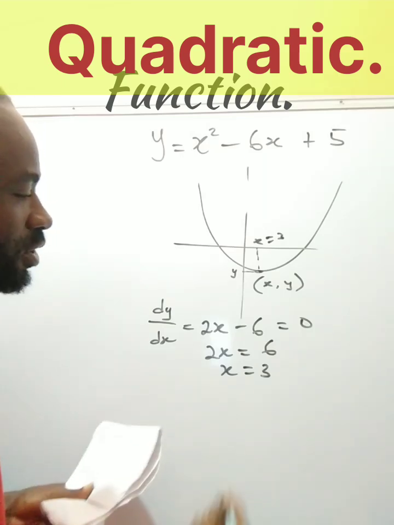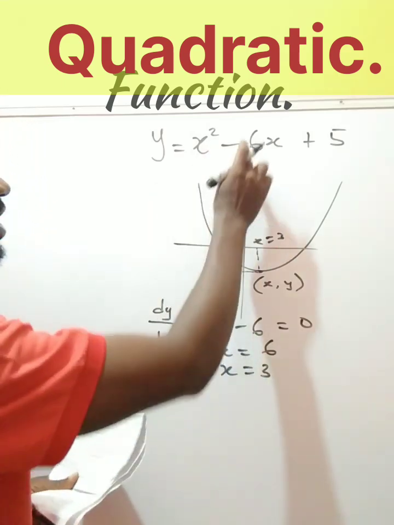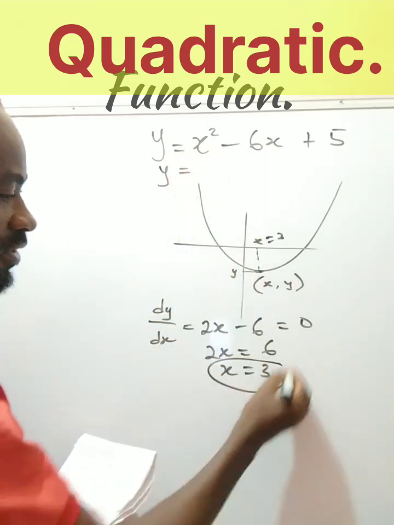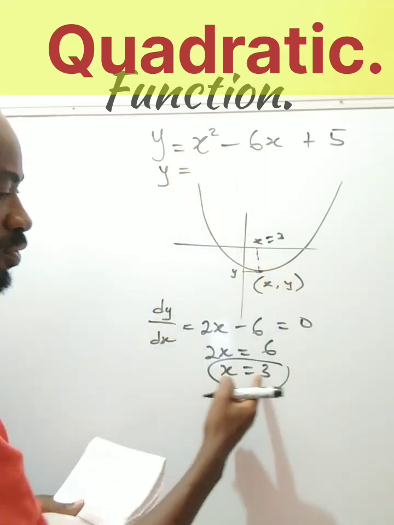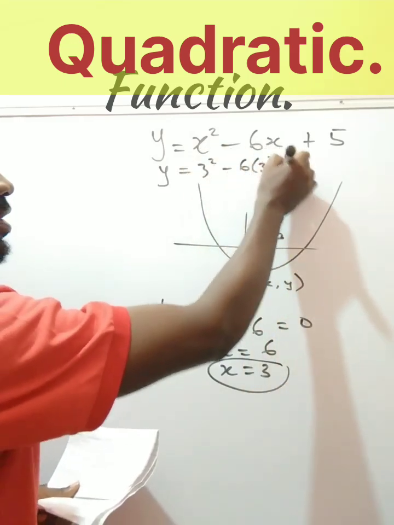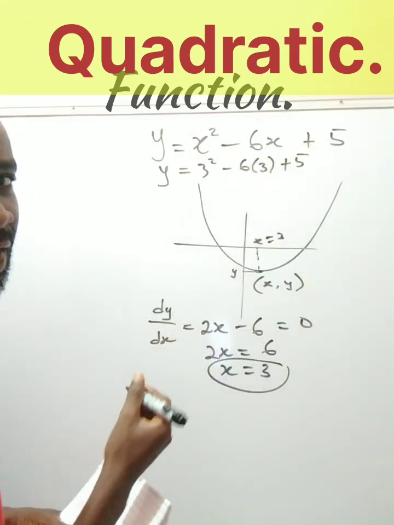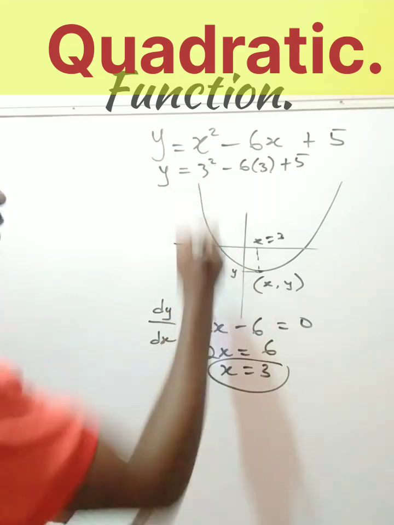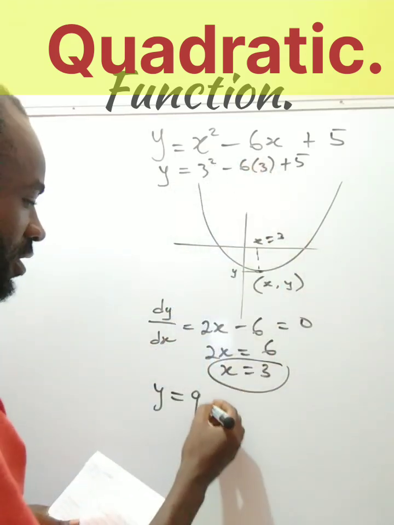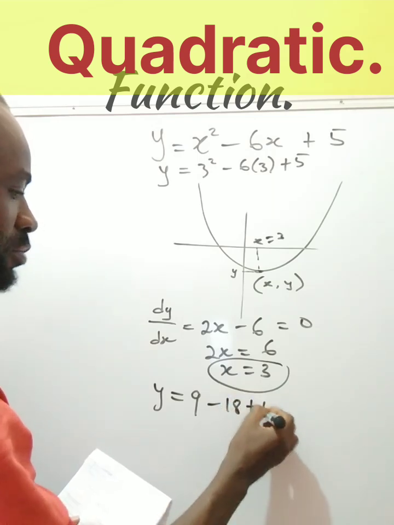How do we get y? All we have to do now to get y is to substitute this value into this equation here. So x equals 3, so we're going to have 3 squared minus 6 times 3 plus 5. Can you see that? And so that will give us what? 3 squared is 9. 6 times 3 gives us 18, then plus 5.